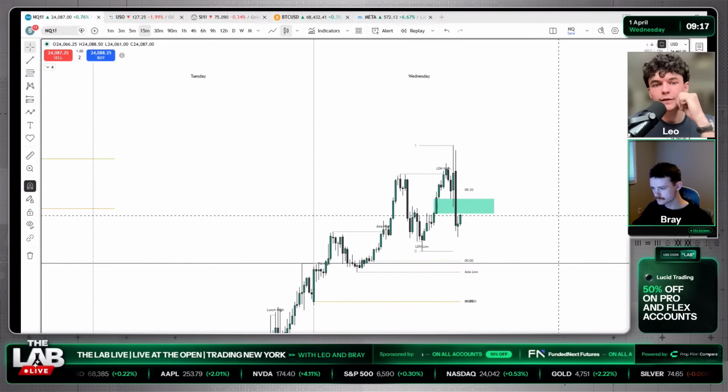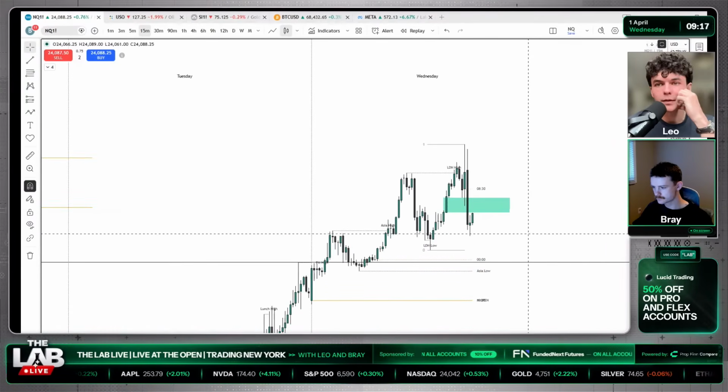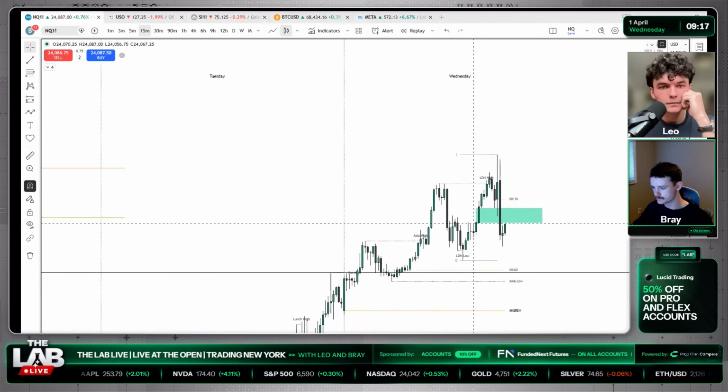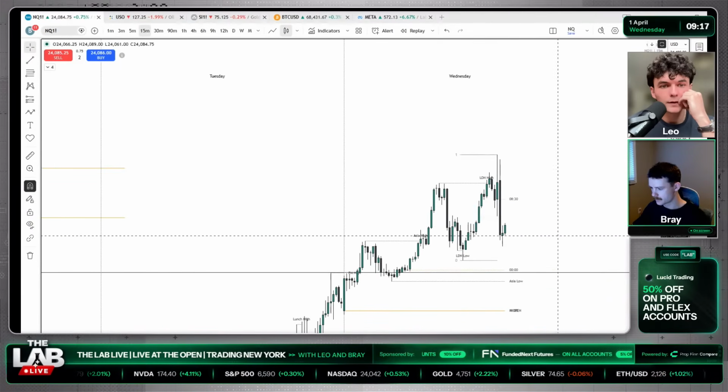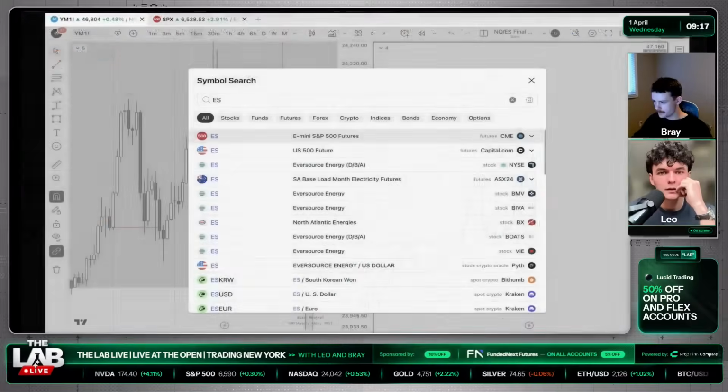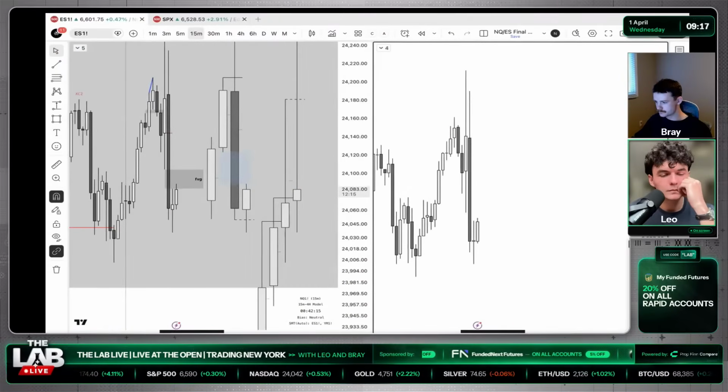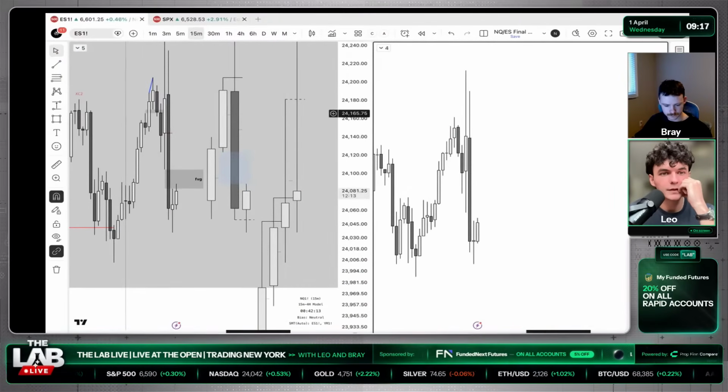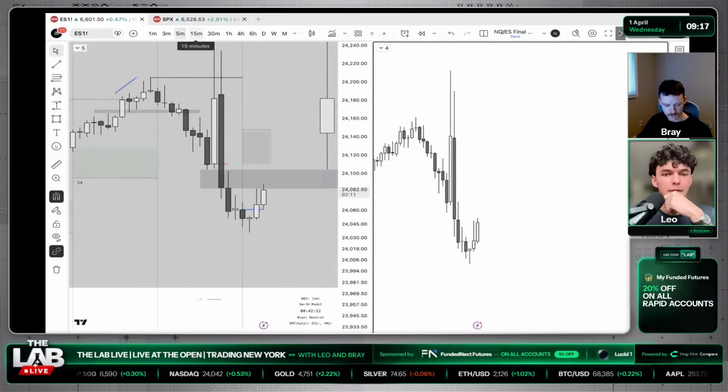I do like that we're tracing into this 15-minute fair value that formed on NASDAQ as well. Yeah, absolutely. If that holds, that'll be nice. Probably next 15, look for a 5-minute SMT maybe that could do.